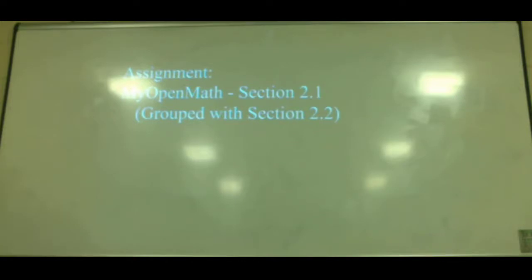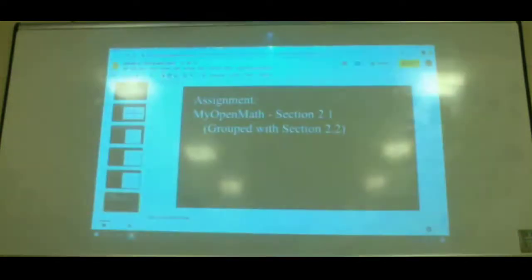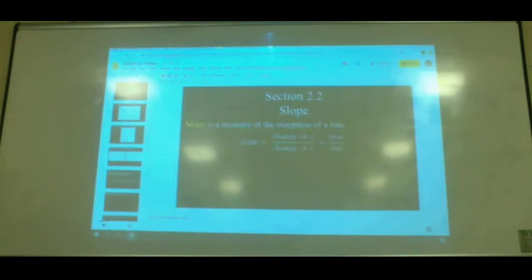Then you will do 2-1 and 2-2. They're grouped together as one assignment, though. Okay, so it's just going to look like one assignment, because the problems are grouped together. All right. So let's do this one.